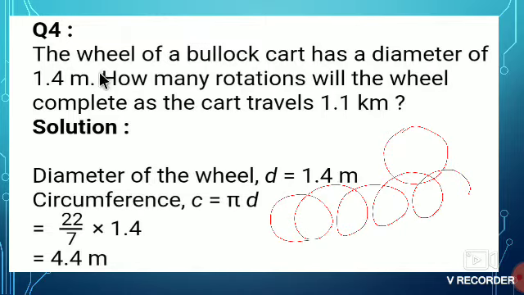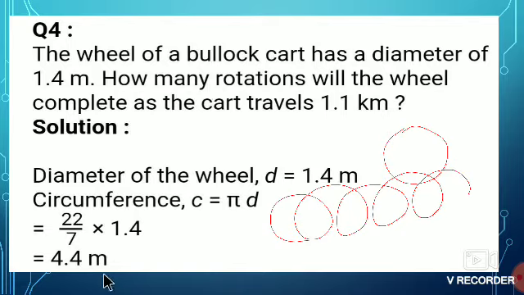The diameter of the wheel is given 1.4 meter. So circumference is equal to pi d, 22 upon 7 into 1.4. This is 4.4 meter. So this is the distance covered by the wheel in one rotation. Okay. But we have to find out how many rotations will the wheel complete as the cart travels 1.1 kilometer. So this is the total distance. So to cover this total distance, that bullock cart wheel completes how many rotations? That we have to find out.